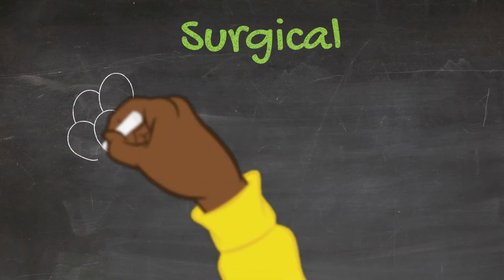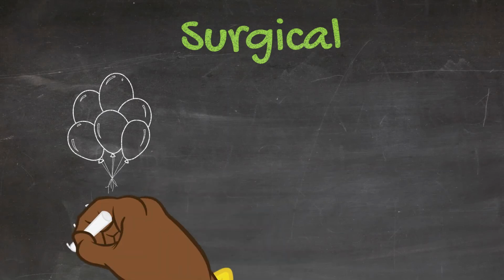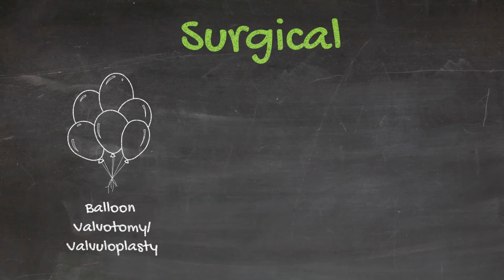Surgical interventions include balloon valvotomy or valvuloplasty. This is where a small balloon is inserted into the valve and inflated. This directly widens the diameter of the valve.